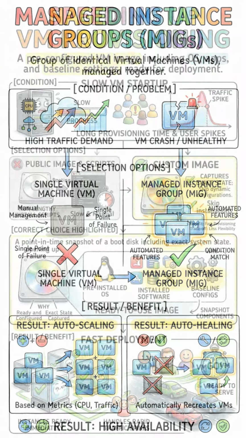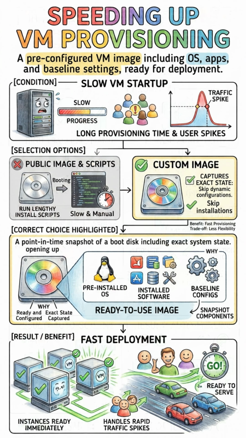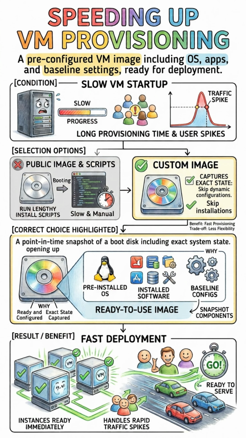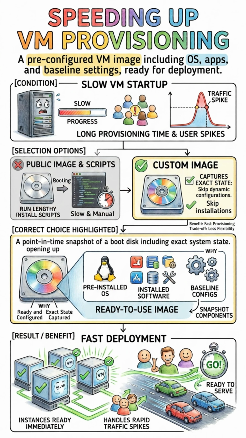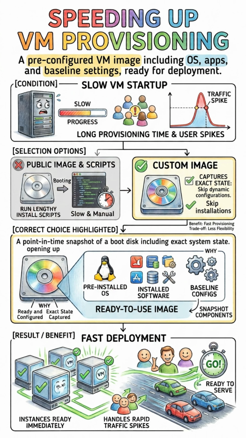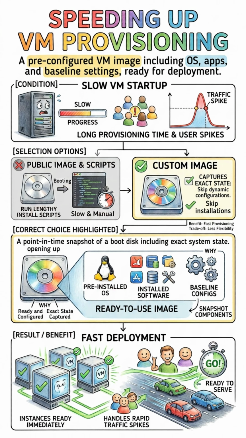To speed up the provisioning of virtual machines, you should utilize custom images. A custom image captures the exact state of a boot disk, including the operating system, installed software, and baseline configurations. Instead of running lengthy installation scripts every time a new instance boots up, deploying from a custom image ensures instances are ready to serve traffic almost immediately, which is crucial for handling rapid spikes in user traffic.